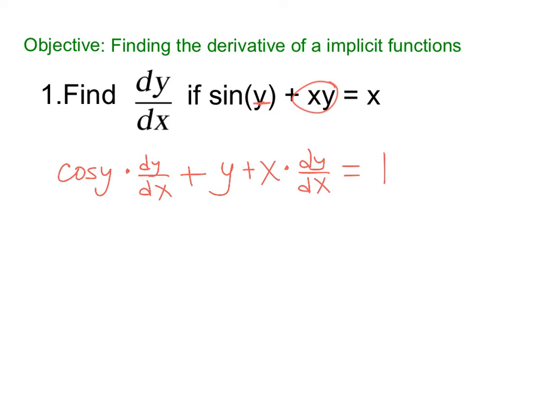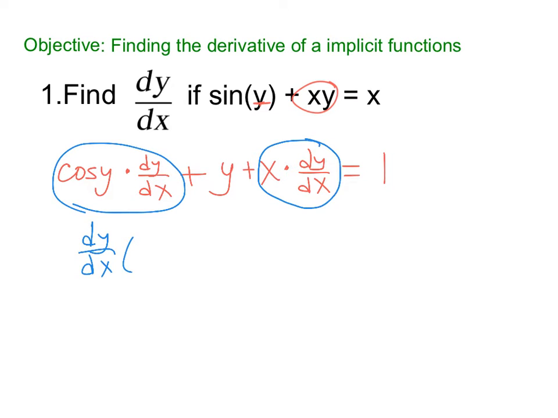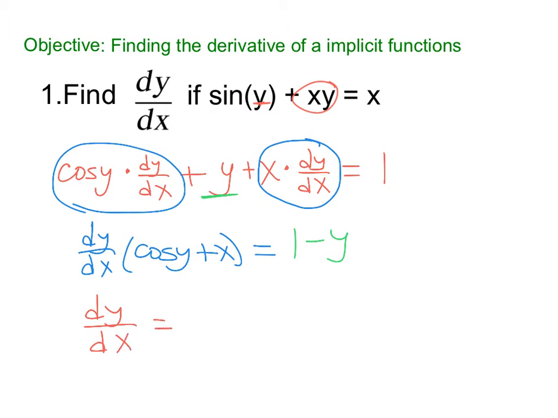which is 1. So now this has a dy/dx, this has a dy/dx, so I'm going to do dy/dx and factor out cosine of y plus x equals, this y has to go to the other side, so the right side becomes 1 minus y. And then finally we divide. So dy/dx equals (1 minus y) over (cosine y plus x). Done.